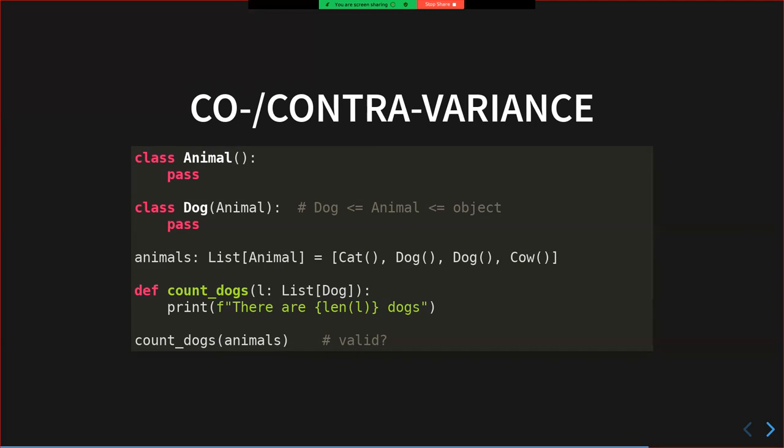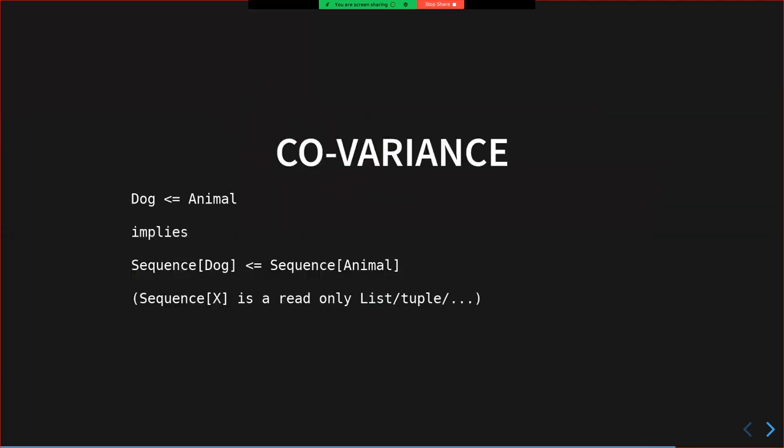although animals and dogs are related by this containment hierarchy, it's not always safe to lift that into generics containing those. So covariance, for example, if dog is a subtype of animal, that means that a read-only sequence of dogs is a subtype of a read-only sequence of animals. So sequence is a read-only list or tuple or whatever. Okay, so wherever I need an animal, you can pass in a dog. Then wherever I need a sequence of animals, I can pass in a sequence of dogs. Okay, that works because sequence is read-only. It can't be modified, which happened earlier.